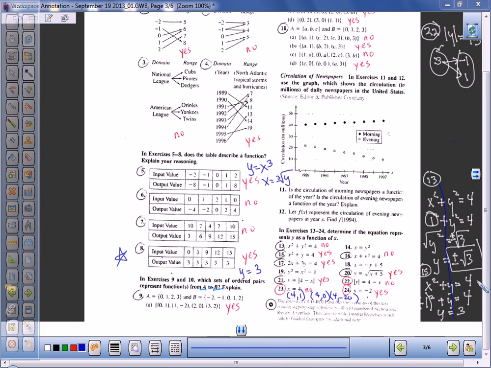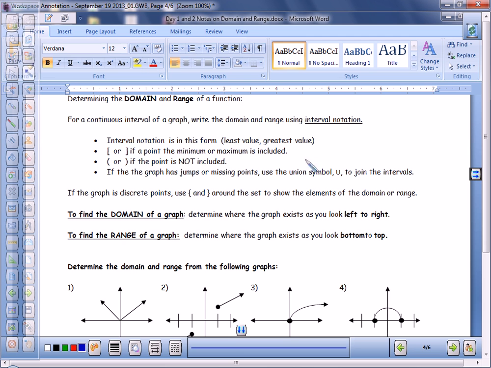So today is that wonderful review we were going to talk about, and we're going to just take it a step further by looking at more interesting graphs. We have already talked about domain and range, and even with respect to graphs. So this is just taking what we already know a step further. Now, when we have a continuous interval of a graph, we're going to write our domain and range using interval notation. And when we use interval notation, we always start with the least value and go to the greatest value. We use a comma in between the two.